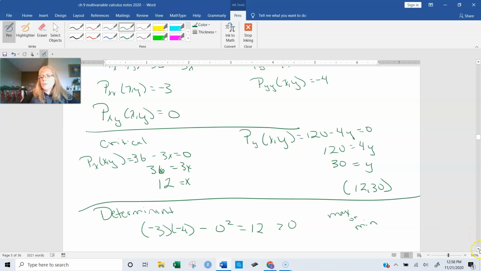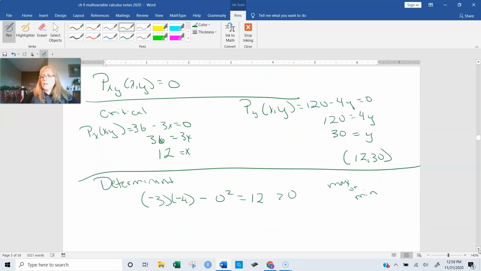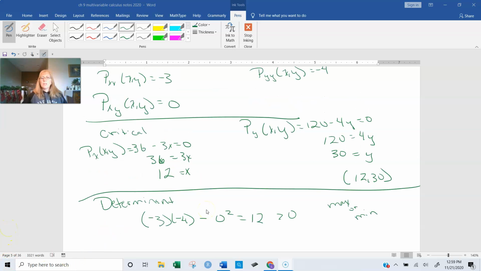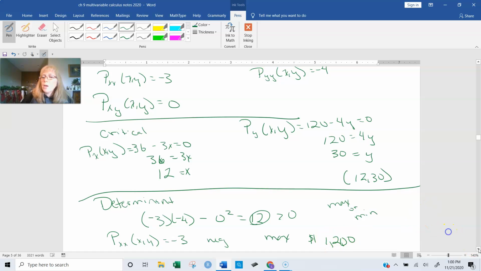So since I either have a max or a min, we have to double check our p of double x, and we know that's a negative 3. Well, since this is negative, that makes this a max profit. So our max profit is 12. It's in thousands of dollars. So whoops, it's $12,000 or $100. Better double read my thing. I think it was 1,000. No, hundreds. So we got 1,200 is our max profit.